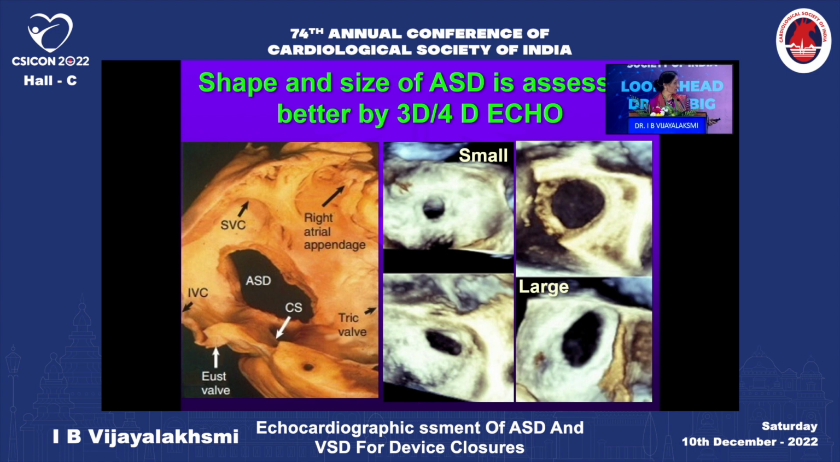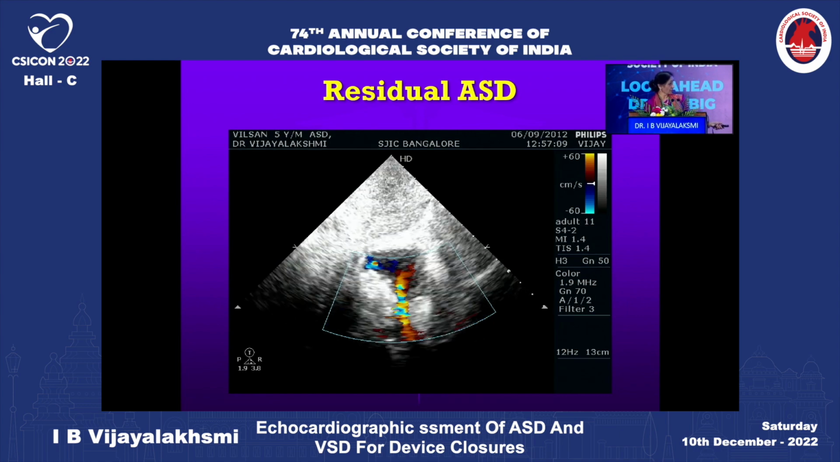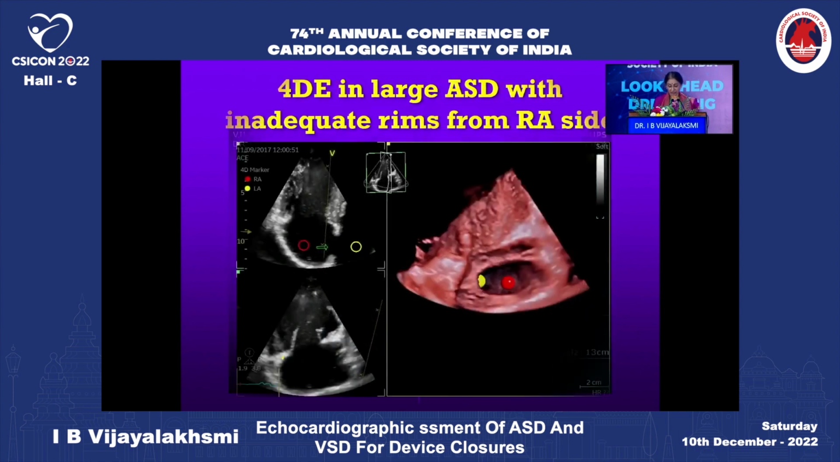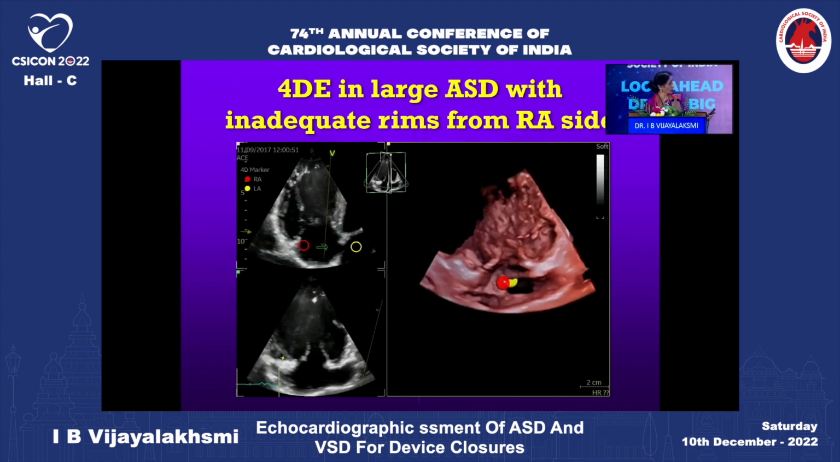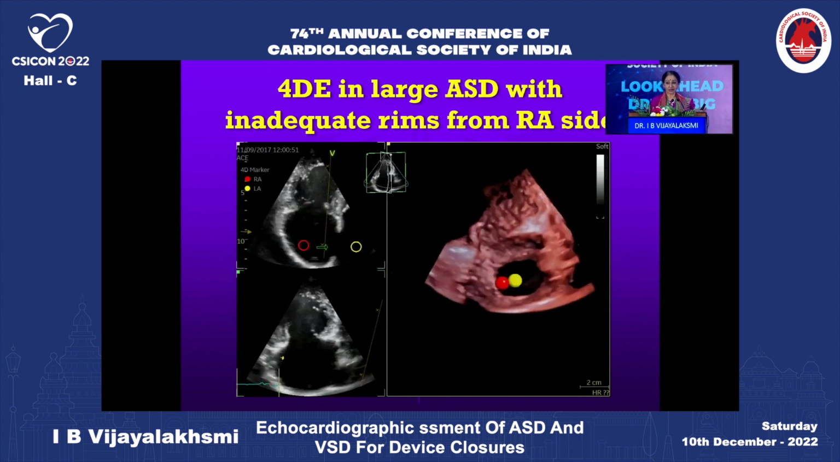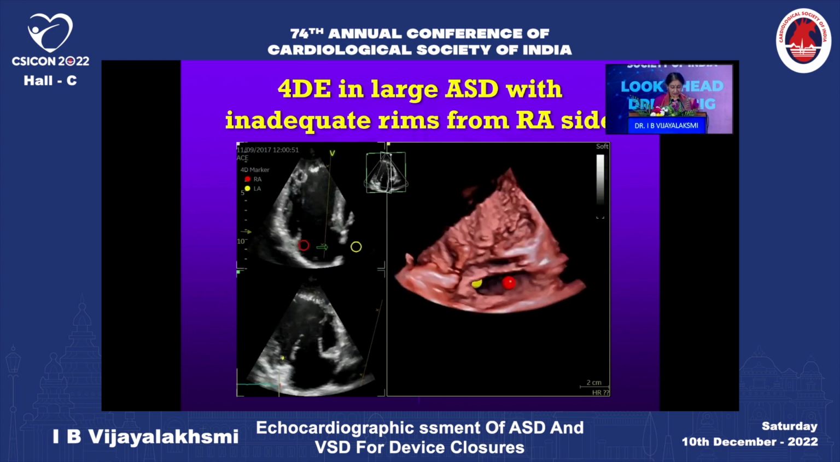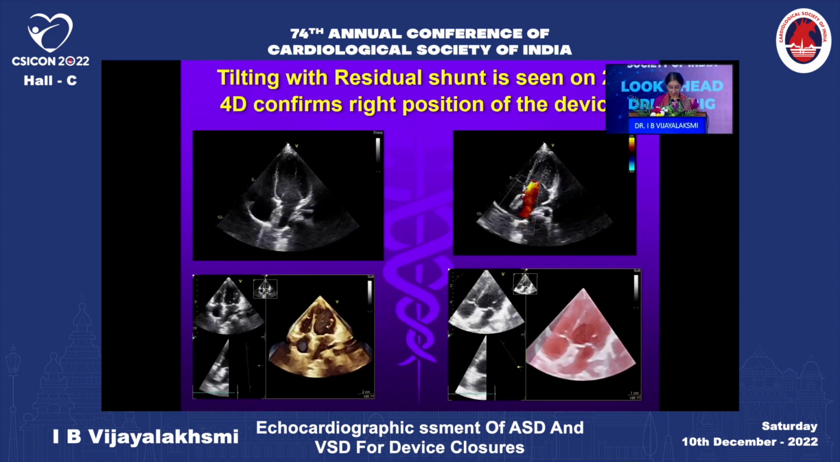In fact, you can see the various sizes, and when the shape is like this, you are bound to have a residual ASD. And when there is a residual ASD left in spite of proper sizing of the ASD, that can be overcome with the 4D. Now, the advantage of the 4D echo is that right from the RA side or the LA side, you can measure it simultaneously, and as a result, all the rims can be made out in one go. And as a result, the 4D is very, very handy. And with this 4D echo, we can avoid both the oversizing as well as the undersizing.